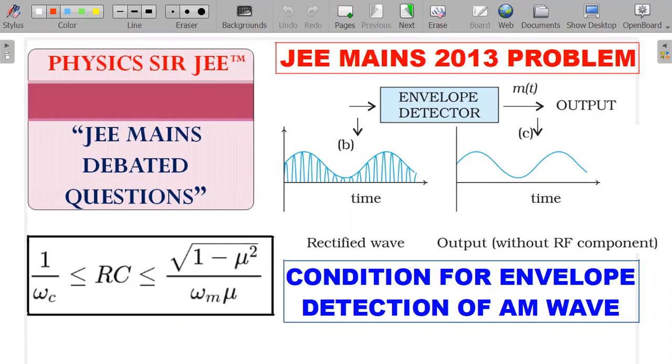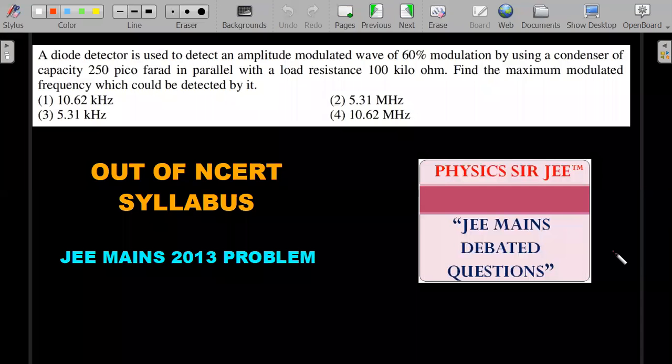Here I bring forward the JEE Mains 2013 offline problem in which a condition for the envelope detection of amplitude wave concept was asked. The debate about this particular question was that the final condition required to solve the problem, which you could see at the left bottom of the thumbnail, was not mentioned anywhere in the NCERT anymore, right? So how do you approach this particular problem? We would try to see.